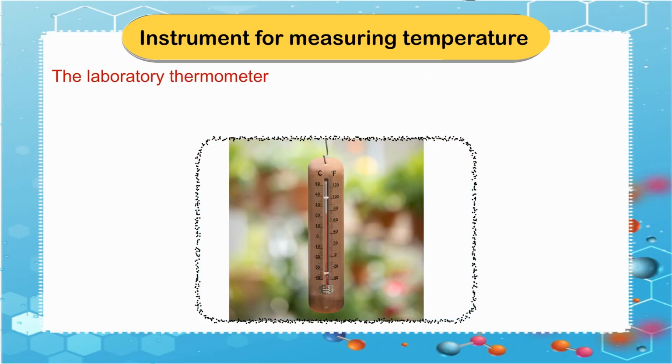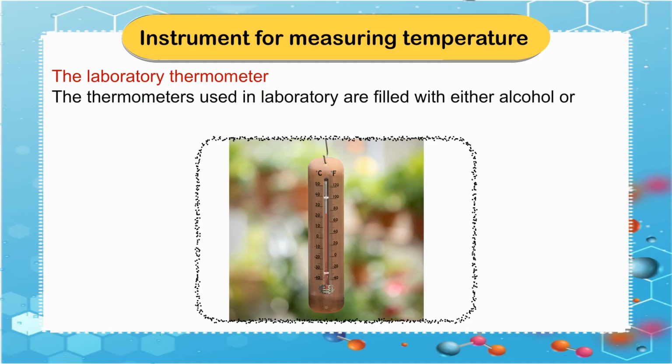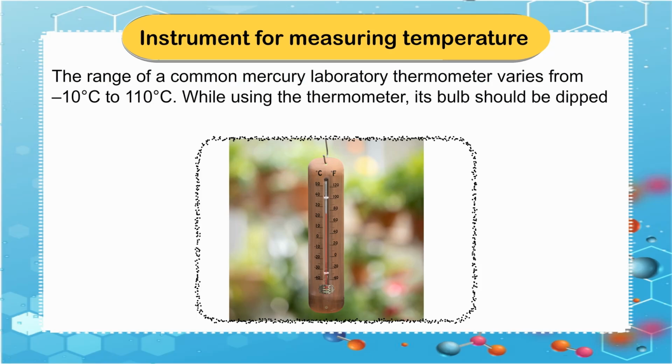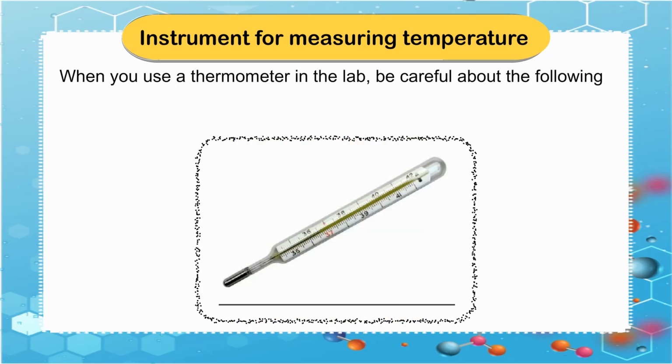The laboratory thermometer. The thermometers used in laboratory are filled with either alcohol or mercury. The range of a common mercury laboratory thermometer varies from -10 degrees Celsius to 110 degrees Celsius. While using the thermometer, its bulb should be dipped completely into the liquid. When you use a thermometer in the lab, be careful about the following.